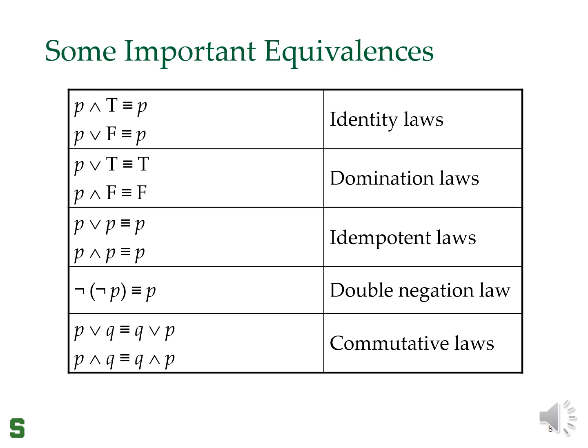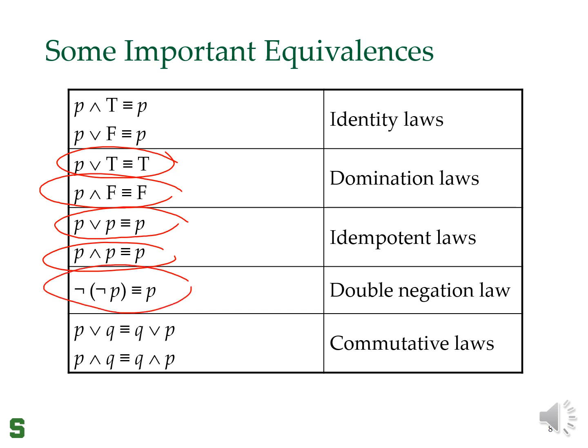We have domination laws. Domination laws basically say if I do P or T, then P essentially disappears, and I get P or T is the same as true. False dominates over P in conjunction. That means that if I do P and F, I will get false back. P will disappear. Idempotent laws basically say if I do P or P, and P and P, I get the original value of P back. Double negation says if I negate P, negate it again, I get my original value back. And finally, we have commutative laws that say that P or Q is the same as Q or P, P and Q is the same as Q and P.